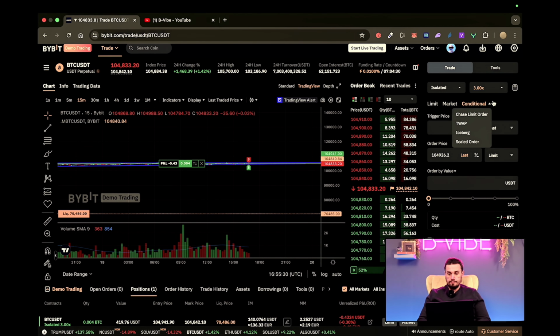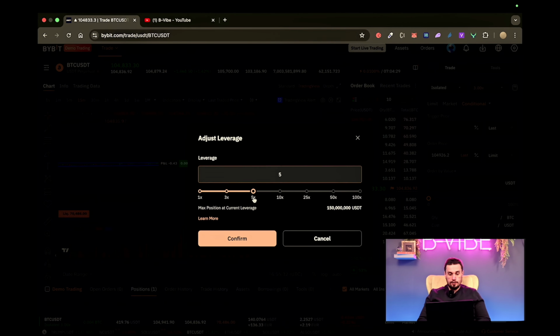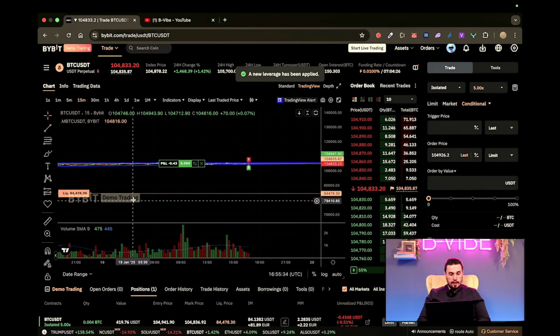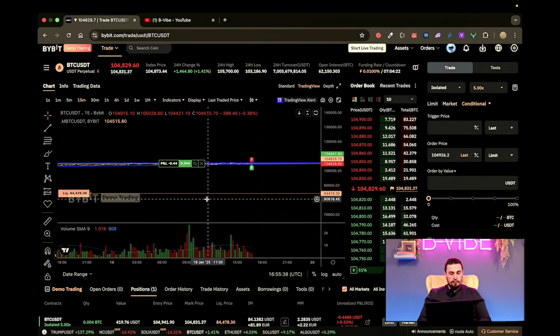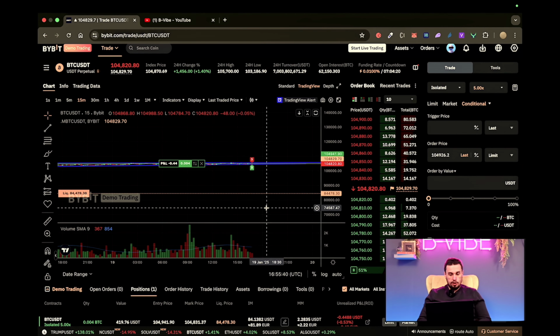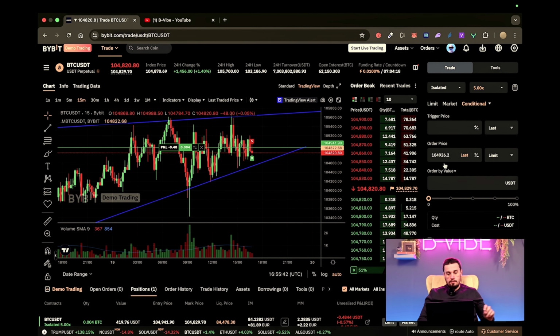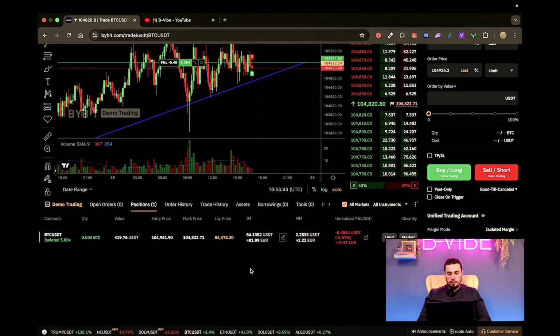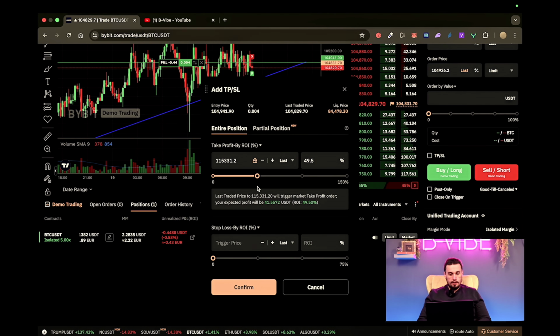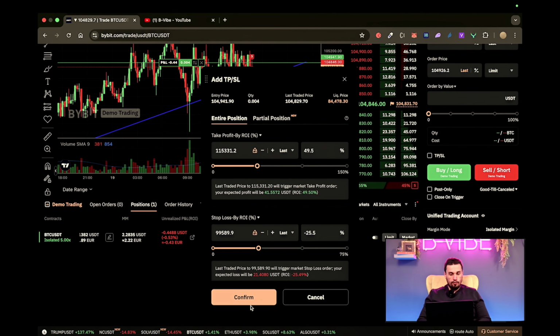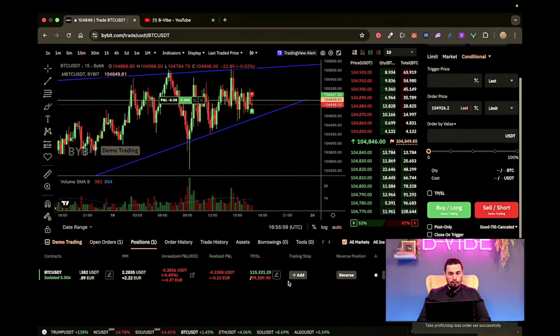You can go up here and increase the leverage once more, and then the liquidation price level will also return to the previous position. Also, you can add take profit and stop loss here like we did before. So I'm saying when I am 50% in profit or 25% in loss, automatically close all of my trades.